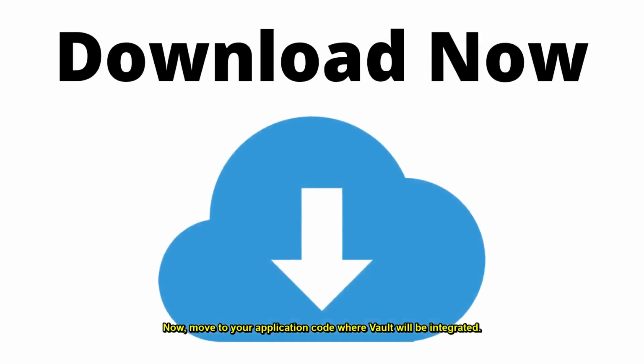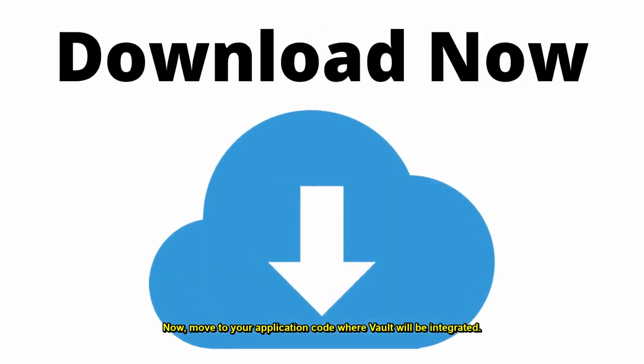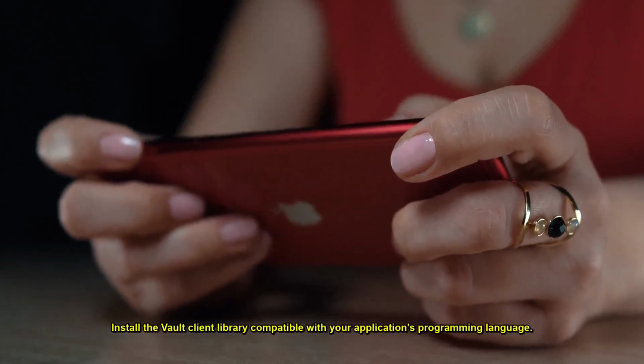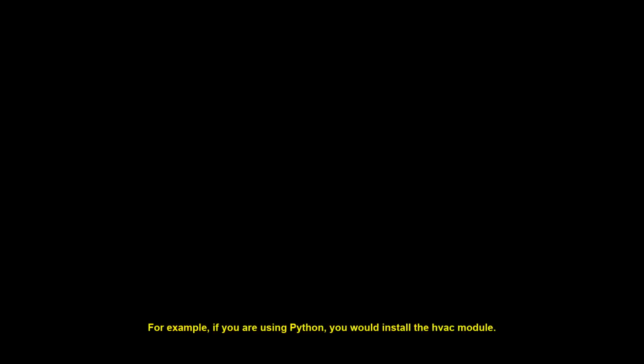Now, move to your application code where Vault will be integrated. Install the Vault client library compatible with your application's programming language. For example, if you are using Python, you would install the hvac module.